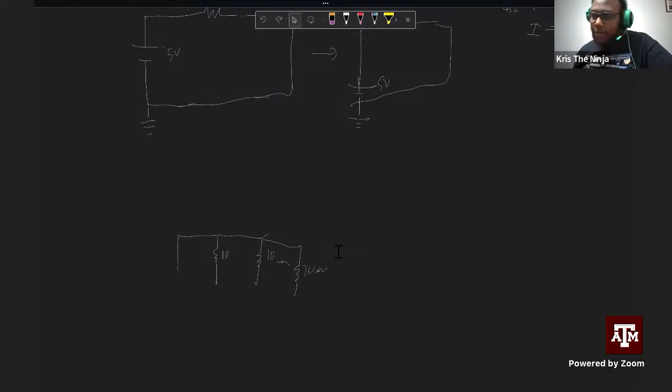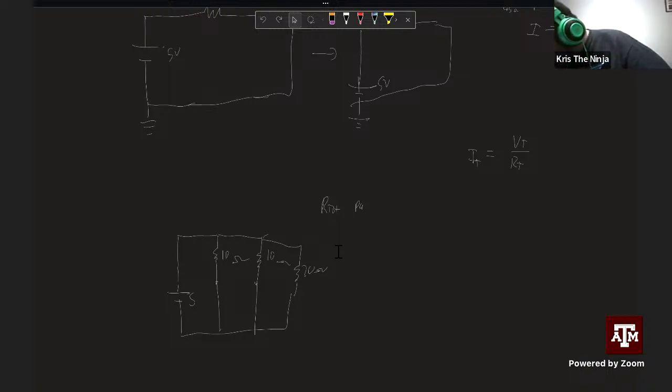So you might ask yourself, how do we find the total resistance? Because current is equal to the total voltage divided by the total resistance, and that gives you the total current. Now you can find the current going through each line, but I'll explain that a little bit later. But the way you need to do this is the total resistance of a parallel circuit.